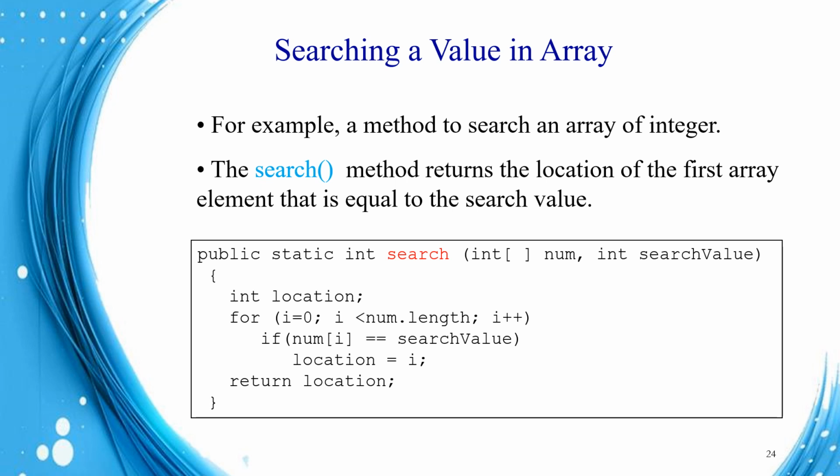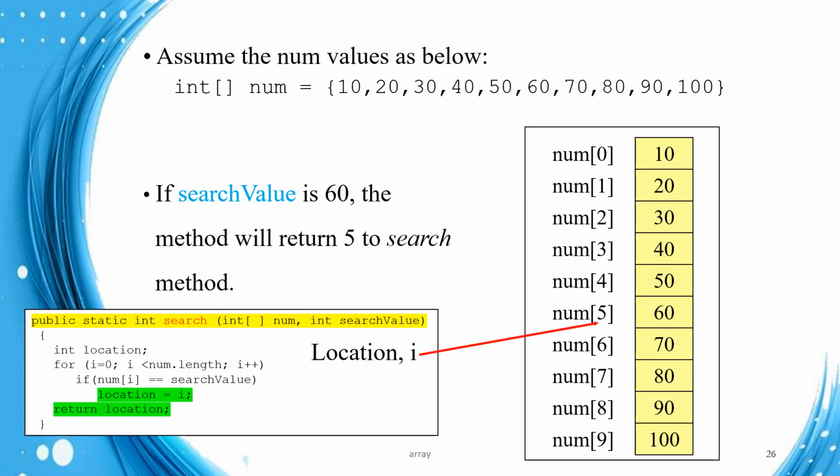We can also have a method to search from an array of integers. This example here will return the location of the first array element that is equal to the search value. In this example, the method is called search. It will return an int value. It has two parameters, where the first one is the array being passed and the second parameter is the value we want to find from the array. If we run the code and the search value is 60, the method will return the value 5. This is because in our code, we return the location, which is the index number where the value 60 is found.